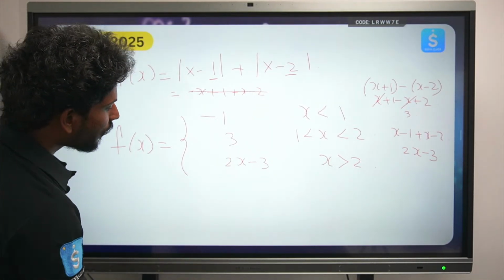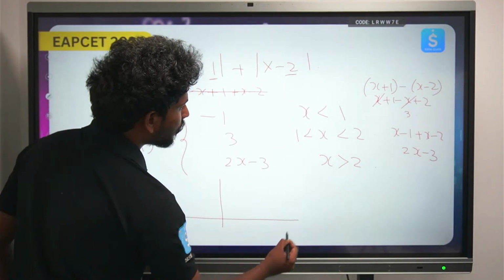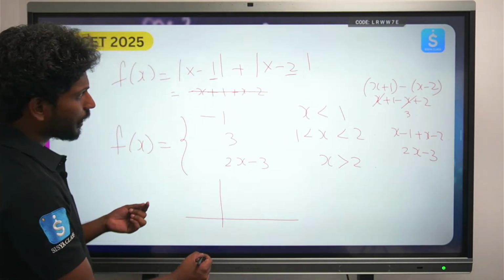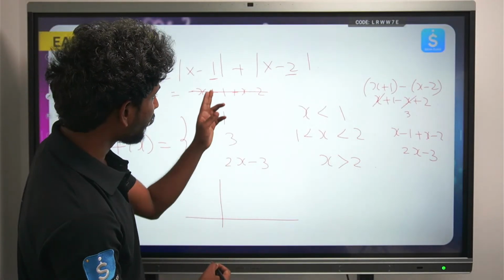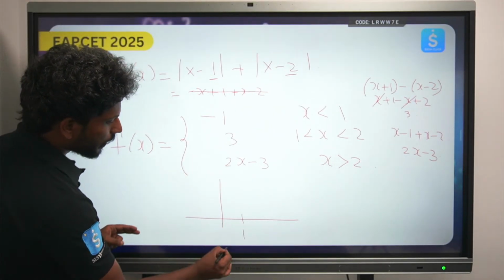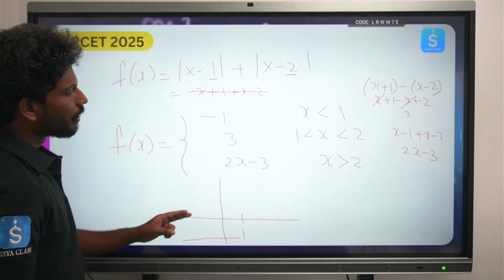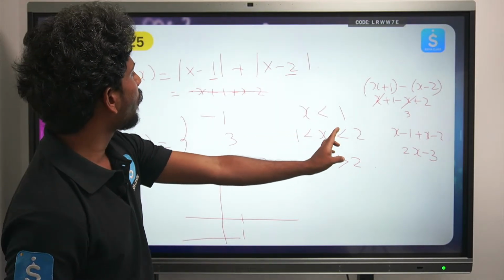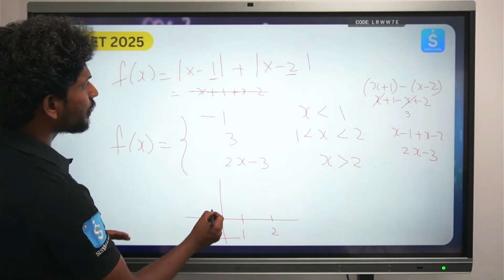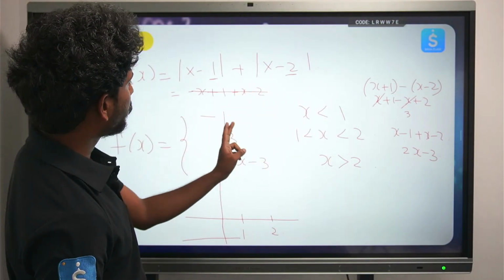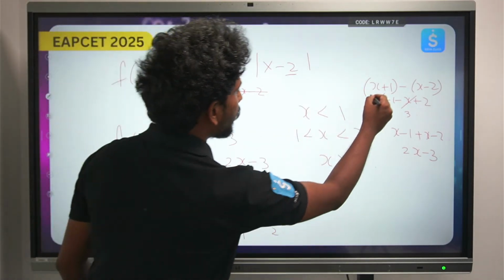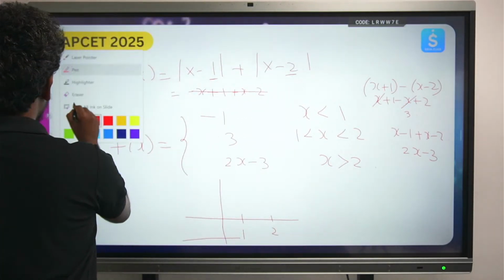So how does the graph look overall? For values of x less than 1, the graph will be... at x equal to 1, it will be negative 1. From values of x between 1 and 2, it is taking the value x minus 1. Sorry, just a small mistake here.